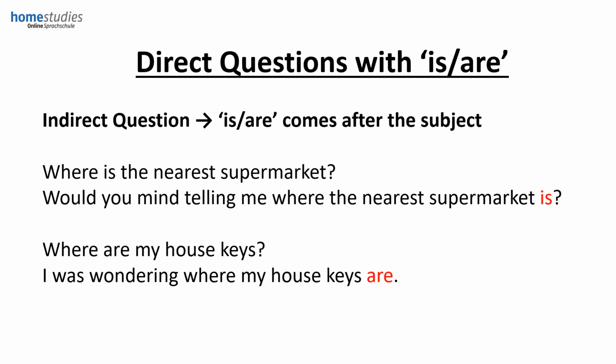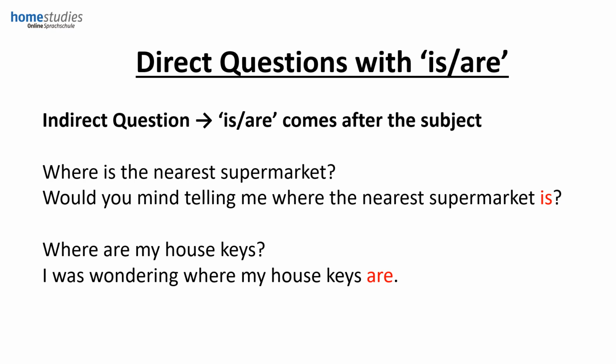Now, direct questions with is or are. So, when we're making it into an indirect question, is or are comes after the subject. So for example, where is the nearest supermarket? That's a direct question. So if I'm going to make that into an indirect question, I am going to say, would you mind telling me where the nearest supermarket is? So is after the subject.